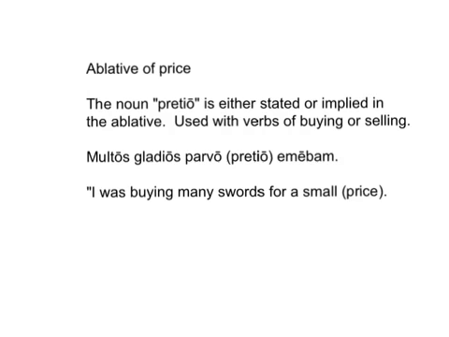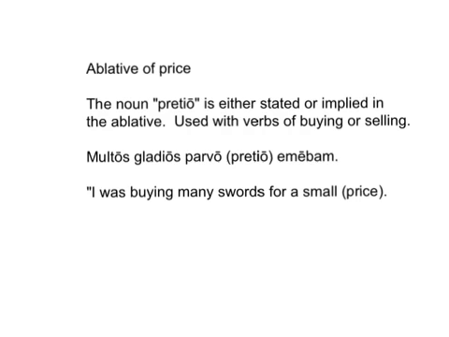The ablative of price is used with verbs of buying or selling or exchanging. And it's sometimes used in conjunction with the noun pretio. So the noun pretio is either stated or implied in the ablative case. And so if you look at the example here, multos gladios parvo, you can say pretio or not, emebam. I was buying many swords for a small price.